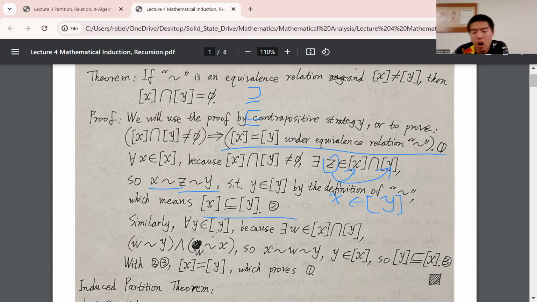The opposite direction is very similar, because here we define Z and another element W in the intersection. For all Y that belongs to the equivalence class of Y, W is related to Y based on here, and W is related to X for all X in the equivalence class of X. So Y is equivalent to W, which is equivalent to X. So Y is also in the equivalence class of X, which proves the subset in both directions, so they must be equal. So it is proved by the contrapositive strategy. We prove the theorem.